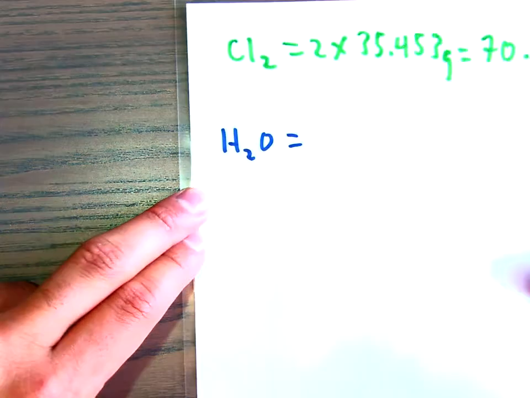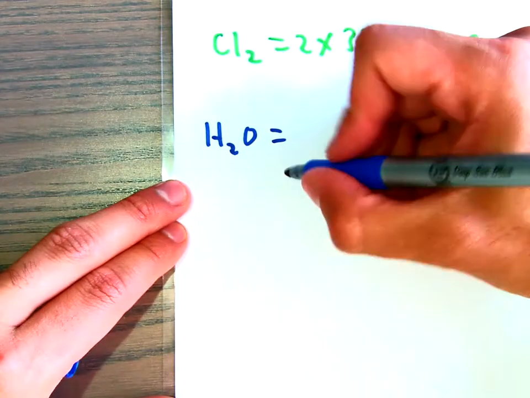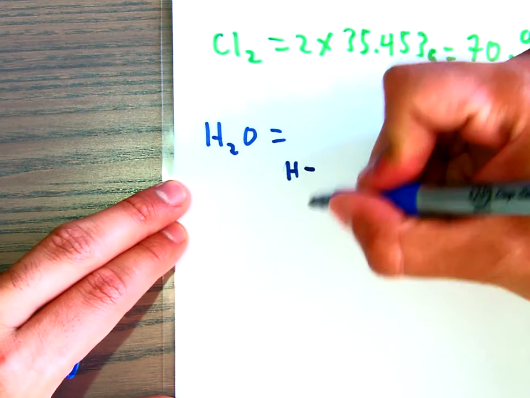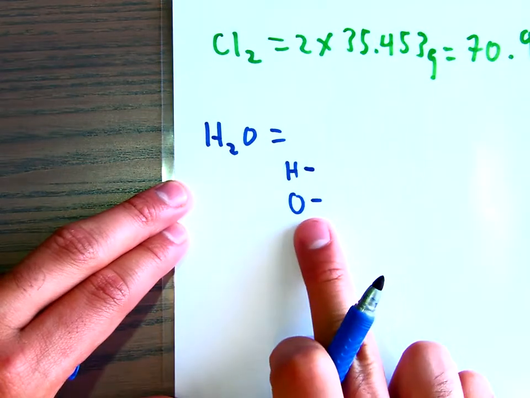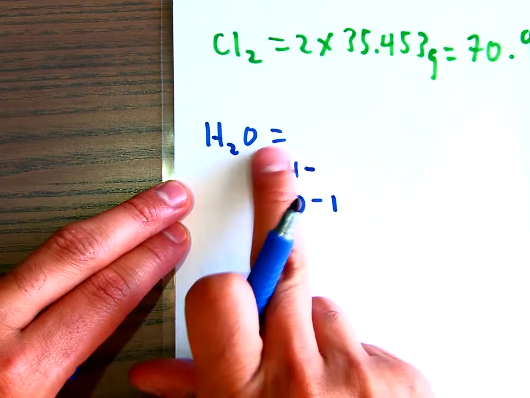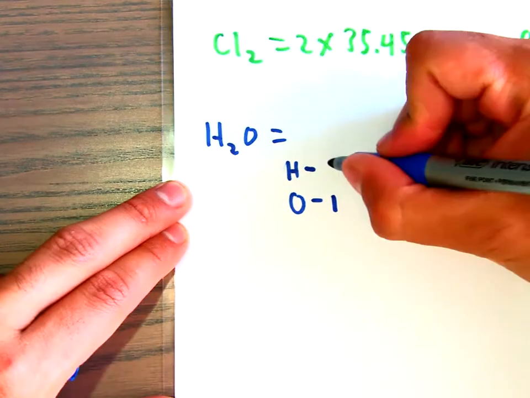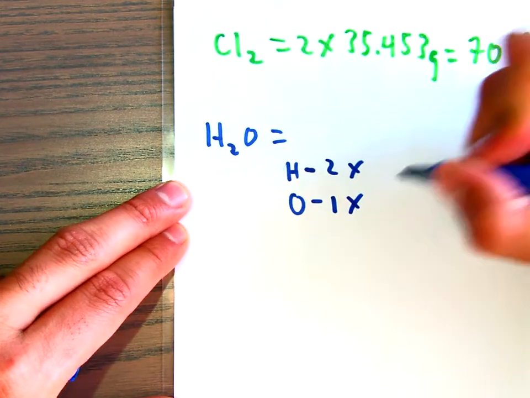H2O. Right? Well, what compounds do I have here? I have hydrogen and I have oxygen. How many oxygens do I have? I have 1. Right? Because there's an invisible 1 there. How many hydrogens do I have? 2. Multiply both of these by their molar masses.